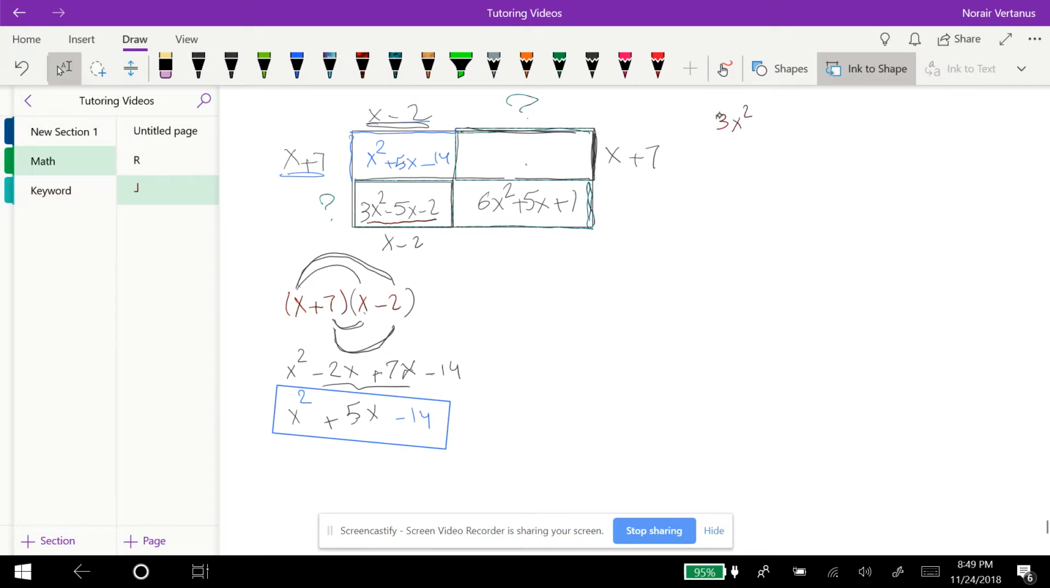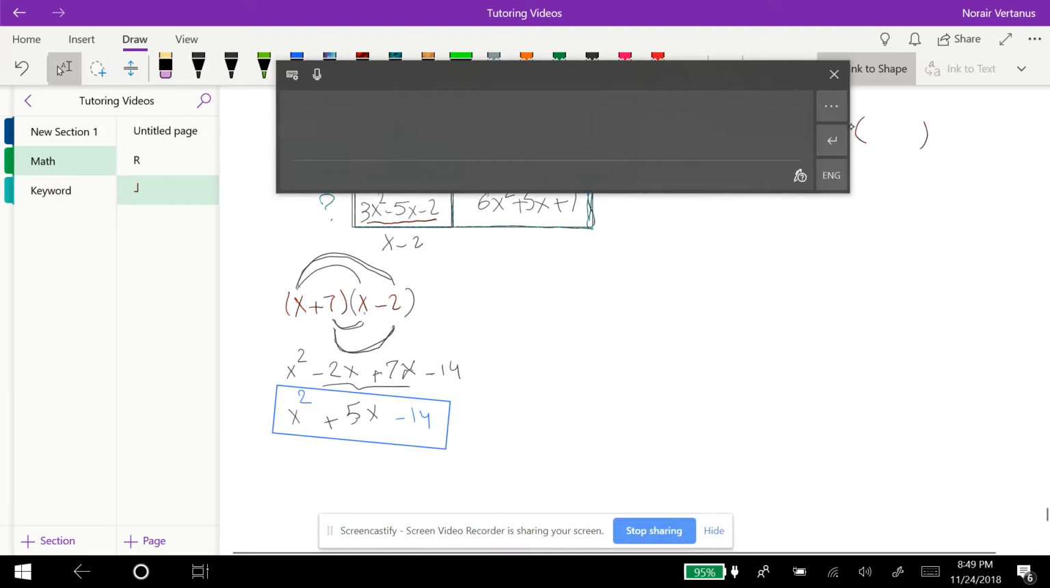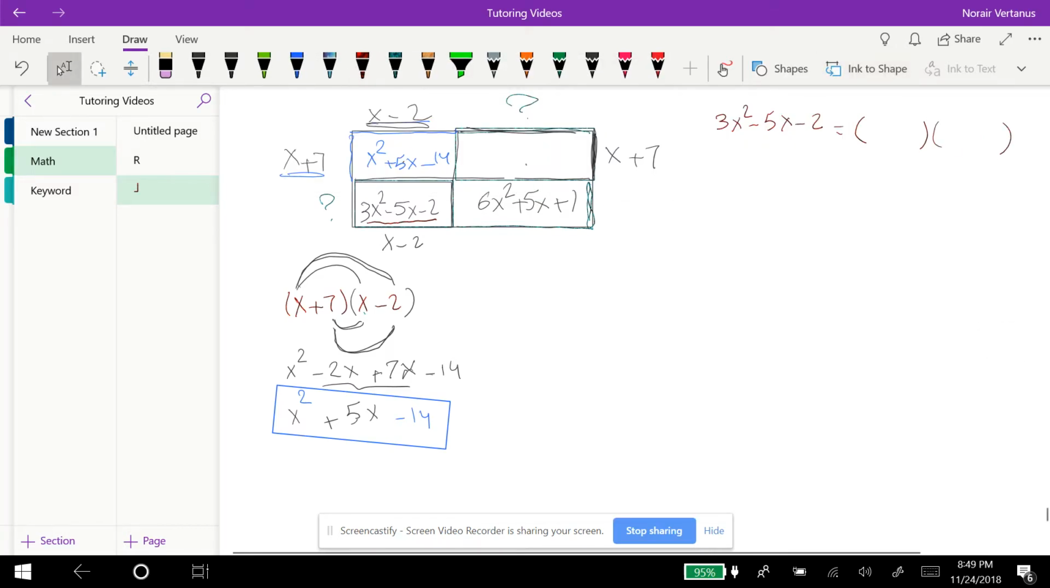Take 3x squared minus 5x minus 2. This is in sum form, so I need to make it into product form. That means I need to figure out what two binomials multiplied give me this sum.